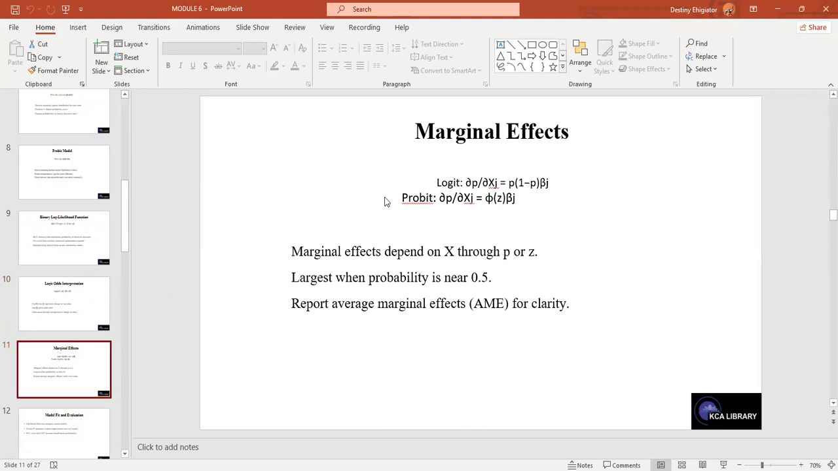Marginal effect, this is the equation. The marginal effect depends on x through p or z. It is largest when the probability is near 0.5. Report the average marginal effect for clarity.